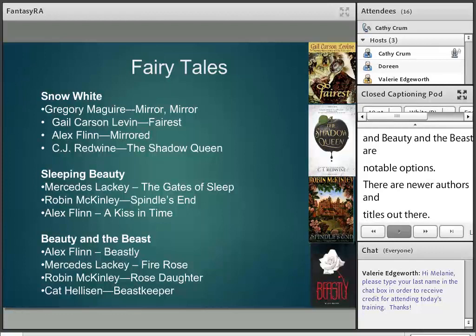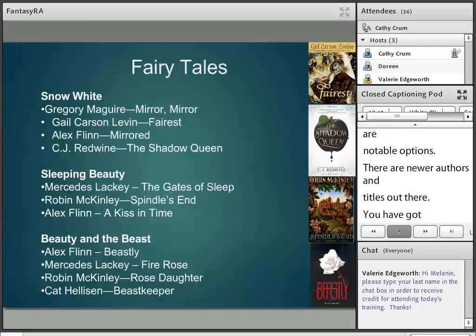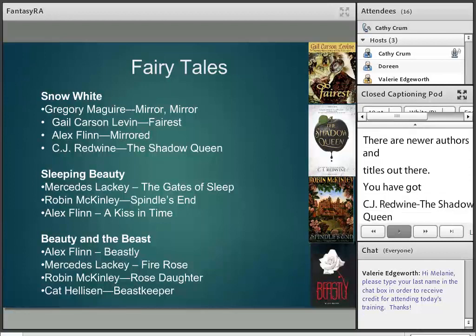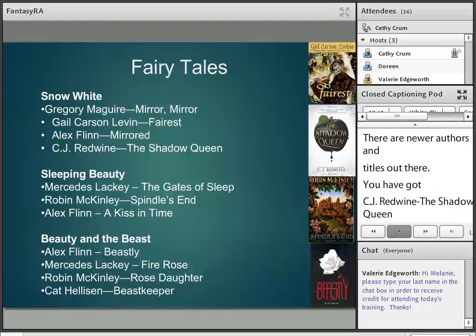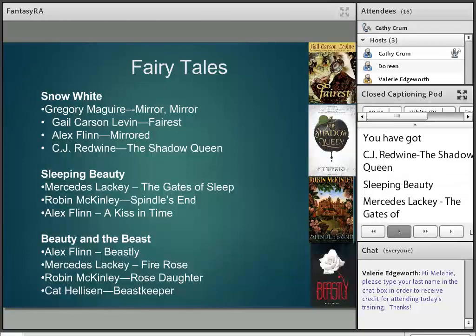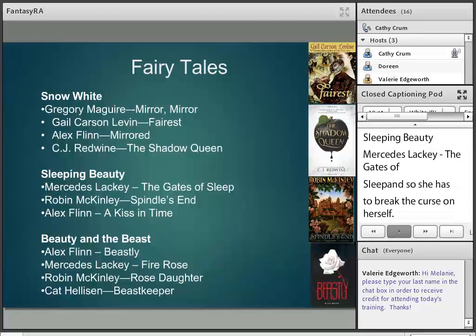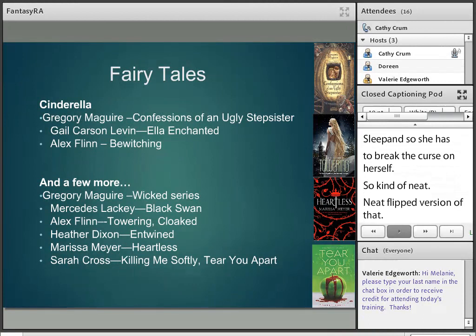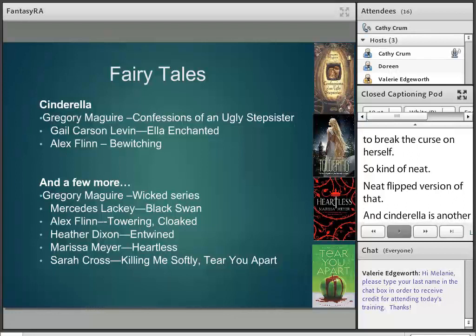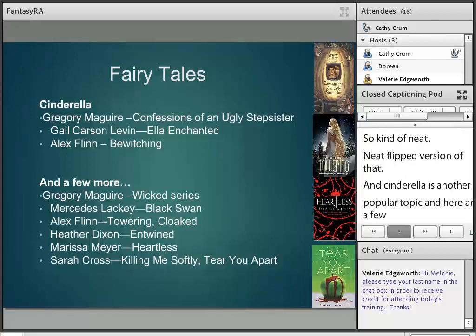You've got C.J. Redwine's The Shadow Queen, which is the first in her Ravenspire series, and Kat Helligson's Beastkeeper, which is a kind of flipped version of Beauty and the Beast, because the main character, the heroine, is actually the one who's starting to turn into a beast, and so she has to break the curse on herself. So, kind of a neat flipped version of that. Cinderella is another popular topic for fairy tale fantasy, and here are just a few titles based on that story.